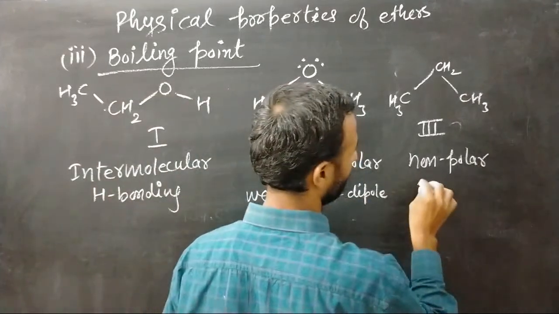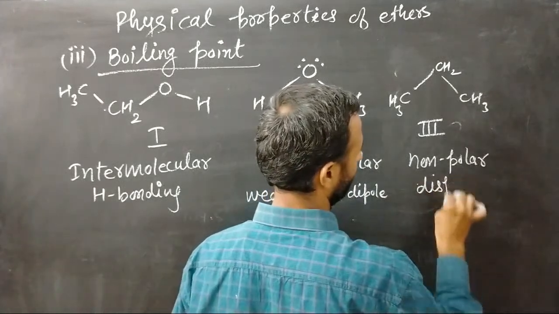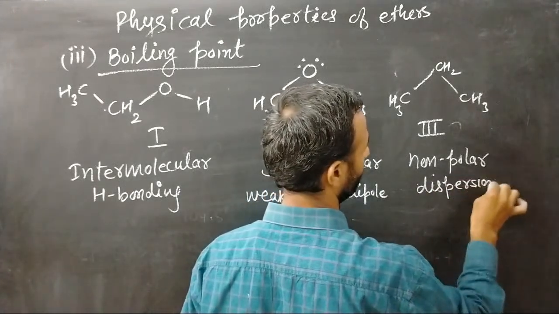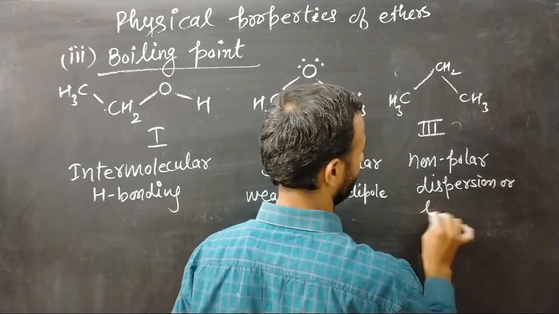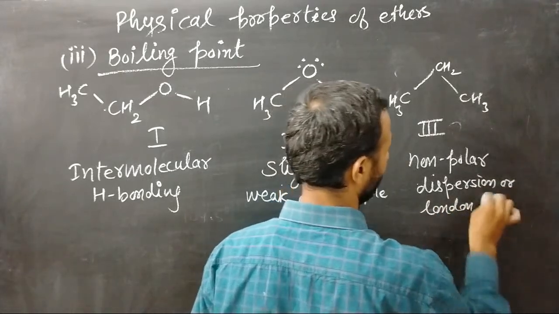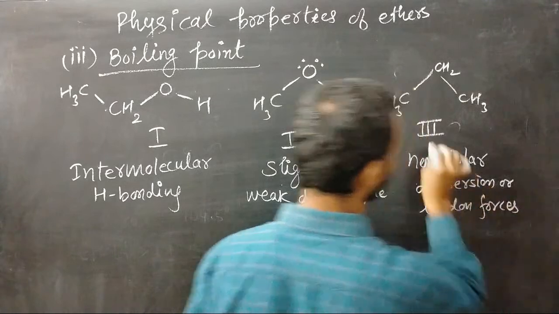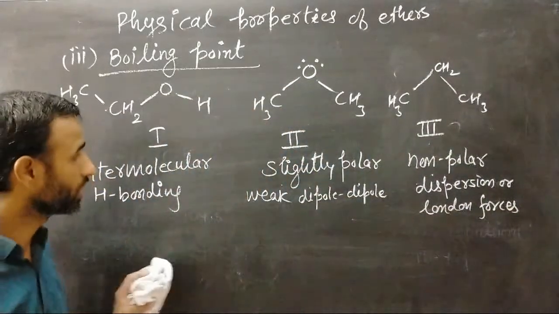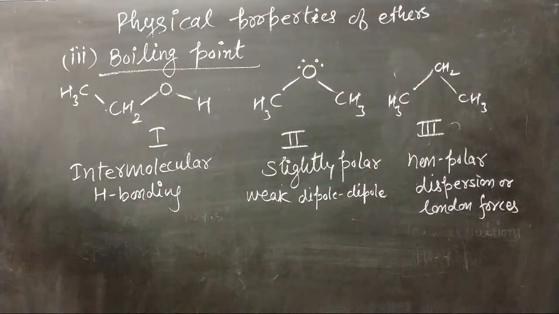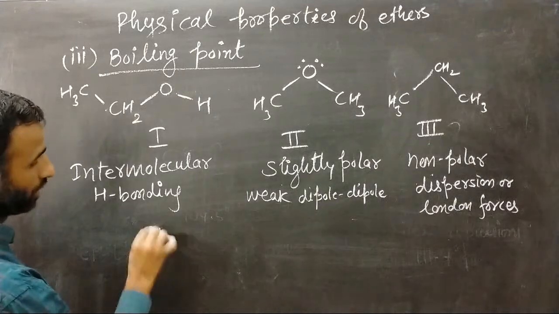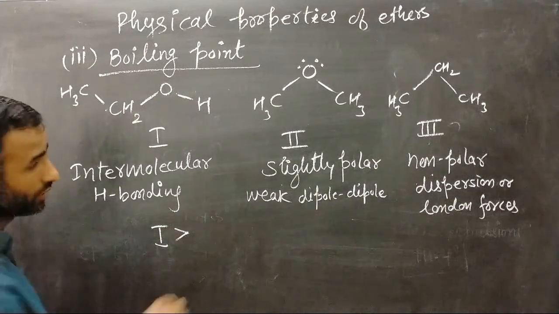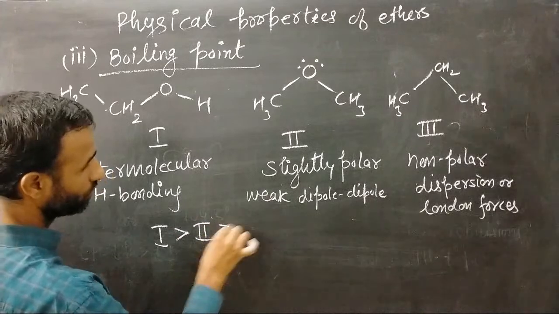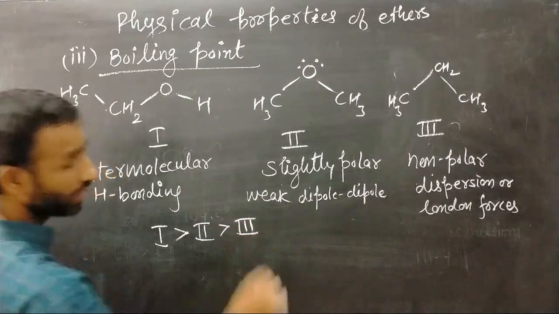And there is only dispersion or London forces because they are non-polar. So what is the order of boiling point? Very good. Alcohols have higher boiling point than ethers, which in turn more than hydrocarbon.